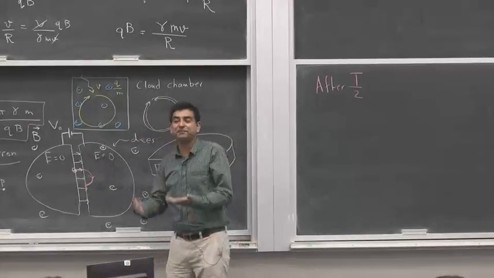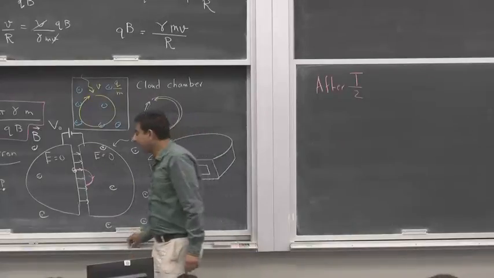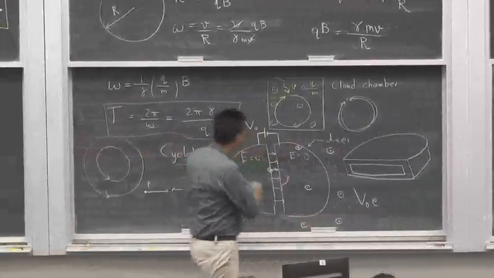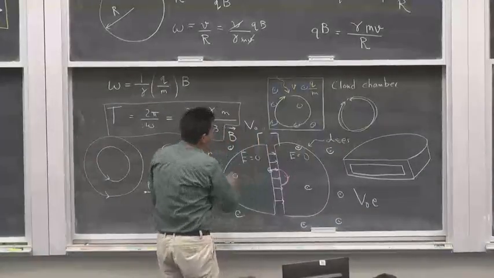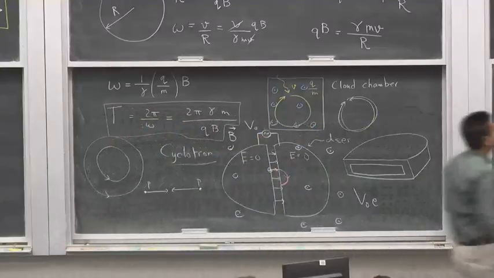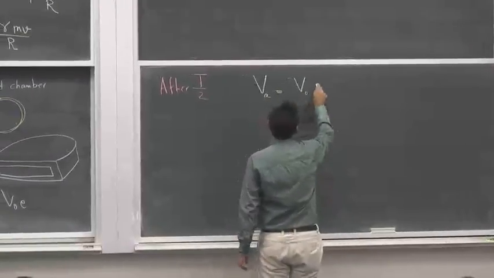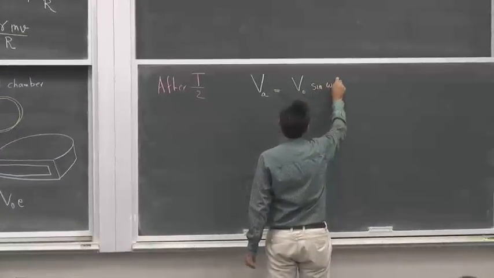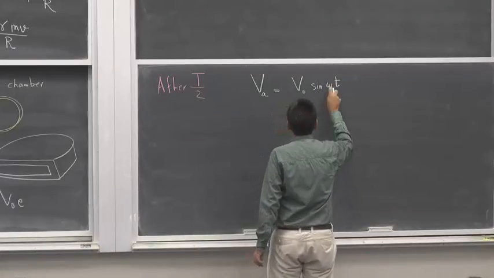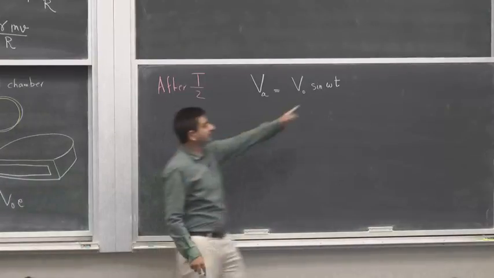So how do I switch supplies? I apply an AC voltage. Instead of applying a DC voltage, I just remove this sign here and replace it by an AC voltage. And this voltage V applied is given by some V naught sine omega t. Should I have an omega here?